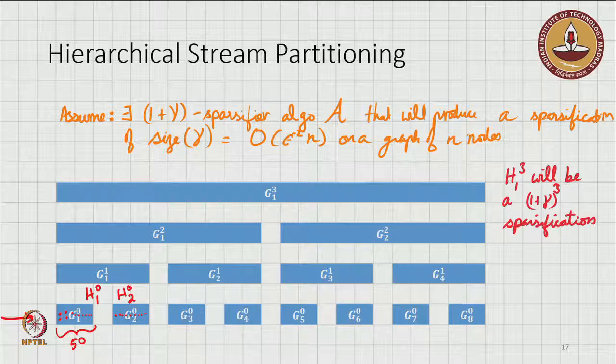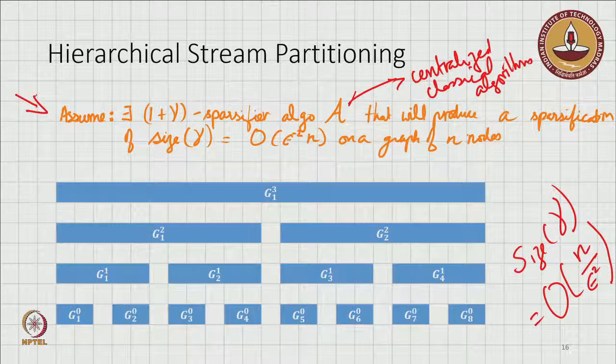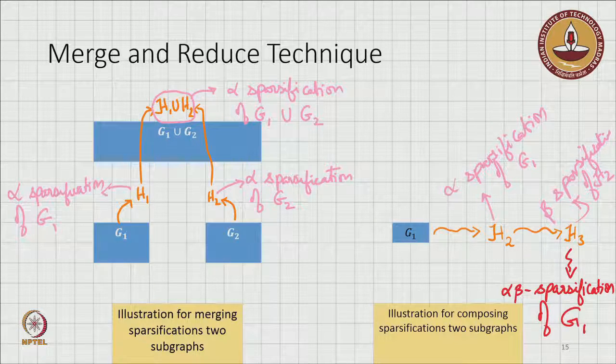Now when you have these two sparsified graphs, H10 and H20, we know that these two can be merged, and we will get H10 union H20. So, this will be a sparsification of G11 based on the merge property that we have seen before.